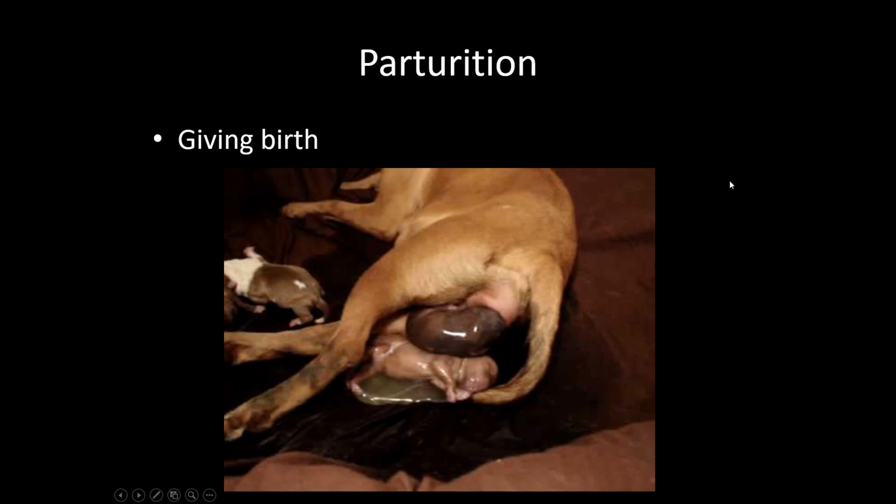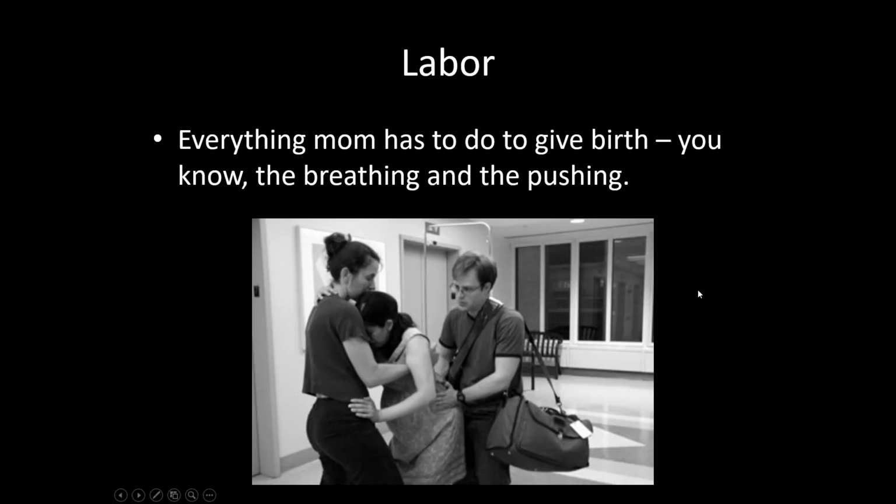Parturition is the act of giving birth, and I decided I wanted to show you apparently in dogs versus in people. So this is a dog giving birth to little puppies. Aren't they cute little puppies? Well, they're not really at first, and your baby's going to be super gross at first too, but after we get them cleaned up, they're adorable. Labor is all the stuff that the mom has to do in order to complete parturition. So this is the muscle contractions, the breathing, the pushing, all of that jazz.